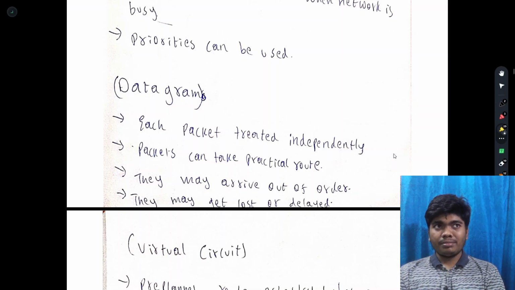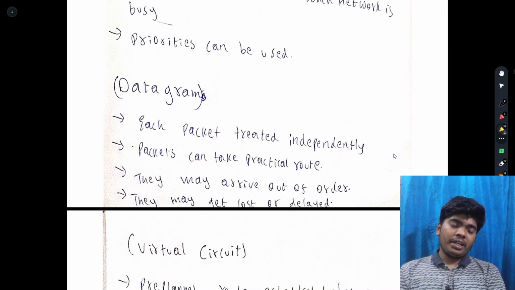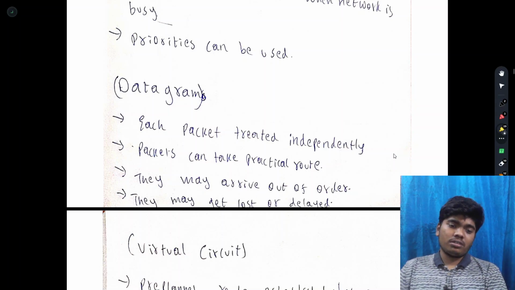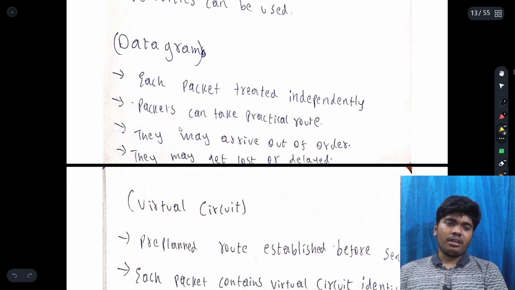Datagram means the packets don't have any particular route, so they can choose whatever route is required. One of the drawbacks is that packets will sometimes get out of order. The message is divided into chunks, so some words may come in front and some may come later, and the order will differ. They may also get lost or delayed. Some of the packets will get lost or delayed in datagrams.